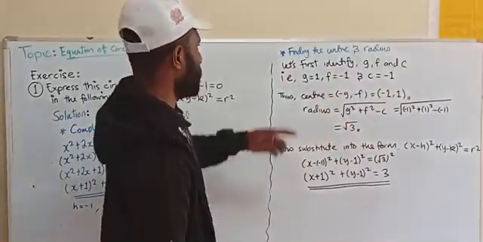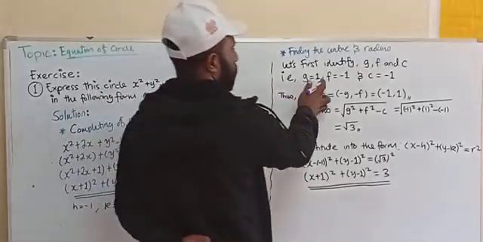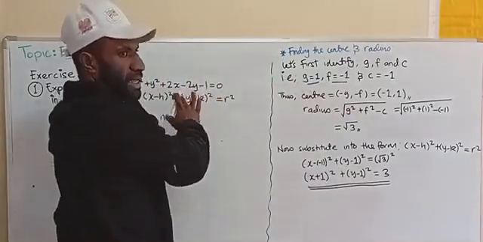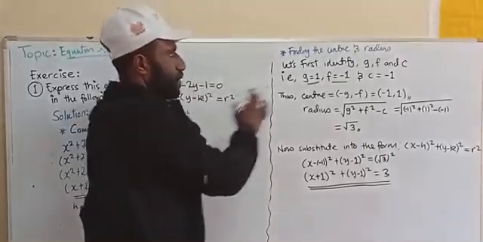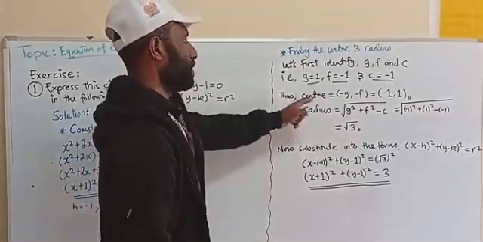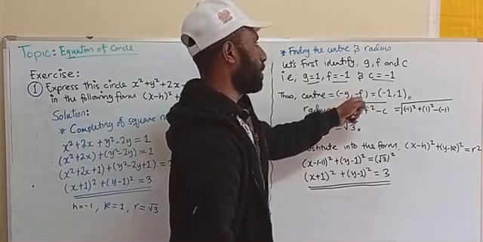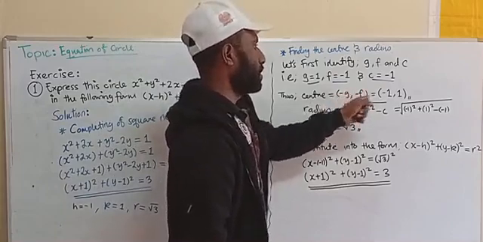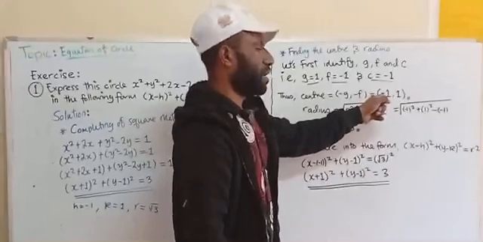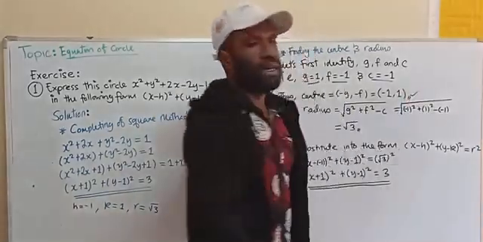When we do that, we can identify that the value of g is equal to positive 1, the value of f is negative 1, and the value of c is also negative 1. With that, we can find the center and the radius. The center is equal to (negative g, negative f). So the x coordinate is negative 1 and the y coordinate is positive 1. That is the center of this circle.